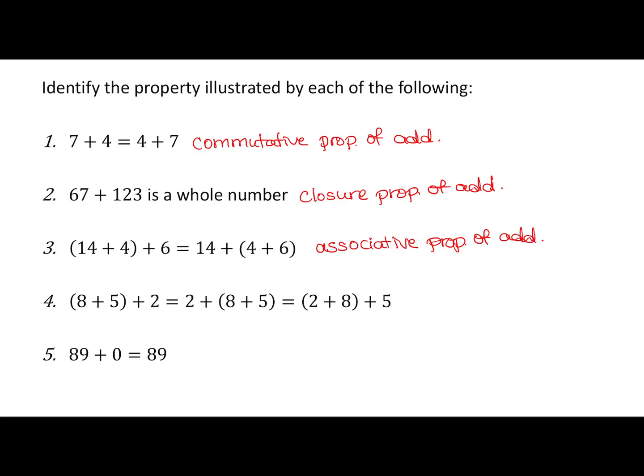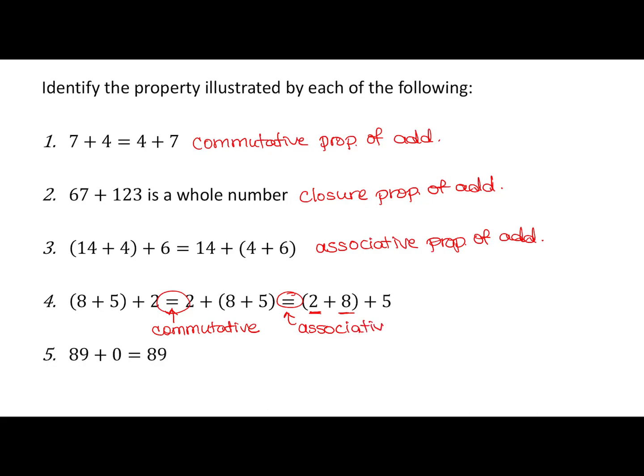Okay. Number 4, I have 8 plus 5 first, plus 2, equals 2 plus the quantity 8 plus 5, equals 2 plus 8 first, and then plus 5. So let's go one step at a time. In this first equals, what happened? I switched the order of the 8 plus 5 and the 2. So what property lets me switch the order of addition? That's my commutative property. Okay. And in my second equals, what did I do? I reassociated, right? I put the 2 plus 8 together first and then plus 5. That's the associative property.